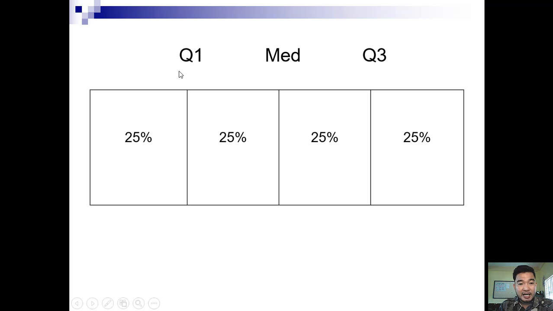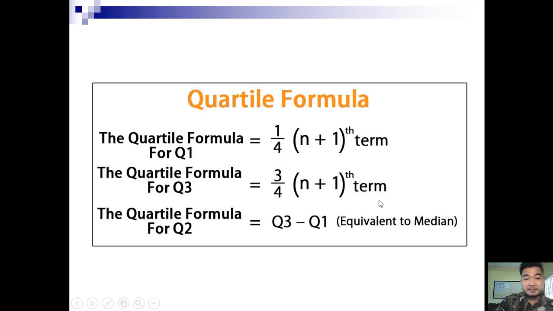Tapos, ito ngayon ang ating lower half. Ito ngayon ang ating higher half. Yung lower half, hinahati ni first quartile into another half. Kaya yung 50% naging 25. Tapos si third quartile naman, hinahati niya ang higher half, kaya yung 25% mas mababa sa kanya, yung 25% mas mataas sa kanya. Okay? So, we have the first quartile, second quartile, and the third quartile.